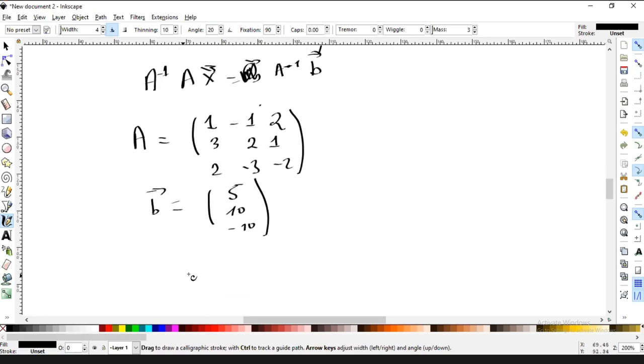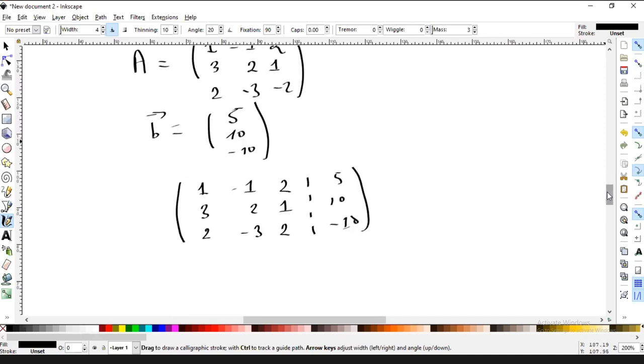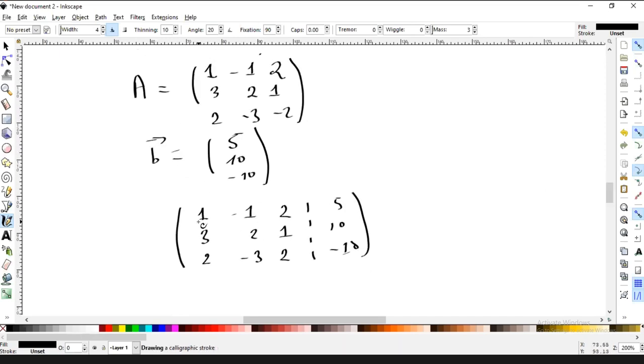In the Gauss-Jordan method, we also concatenate the matrix with the vector: 2 minus 3, 2, 5, 10, minus 10, right? And we do the same thing. First thing here, there is 1. If we have a 1, we have to divide this line by A11 to get a 1 here on this line. Okay, normalize it by 1.